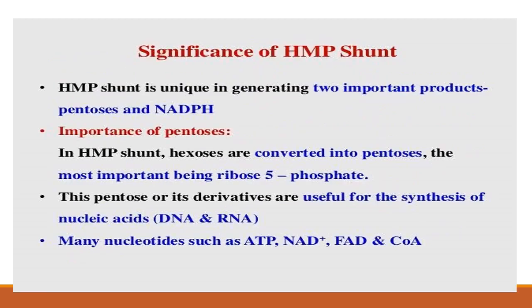Significance of HMP shunt. HMP shunt is unique in generating two important products, pentoses and NADPH. Importance of pentoses. In HMP shunt, hexoses are converted into pentoses, the most important being ribose 5-phosphate. The pentoses or their derivatives are useful for the synthesis of nucleic acids like DNA and RNA, and many nucleotides such as ATP, NAD, FAD and coenzyme A.